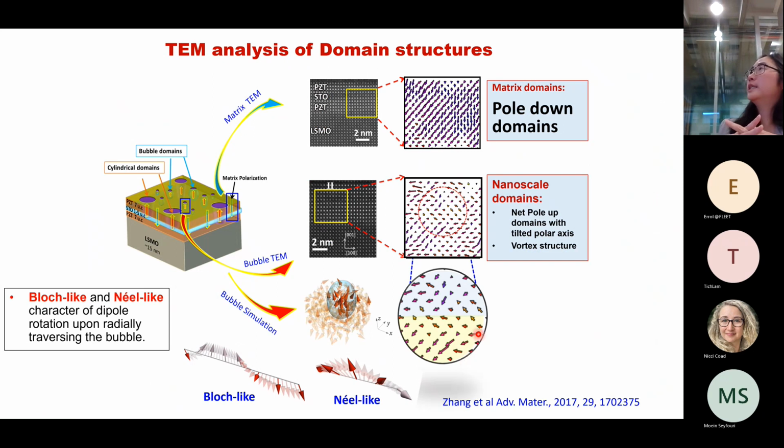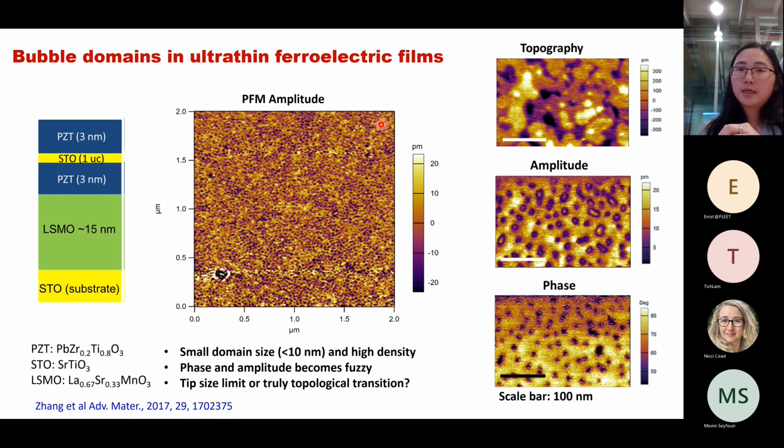And then we did the TEM, using the displacement map to check the polarization directions. Here is the phase image, and we can see it has black and brownish-yellowish colors. This shows two different polarization directions. The matrix shows a downwards polarization, and the black one shows upwards polarization.